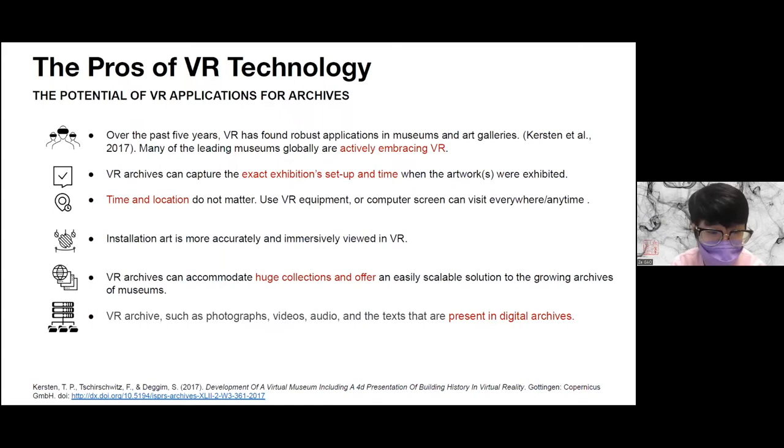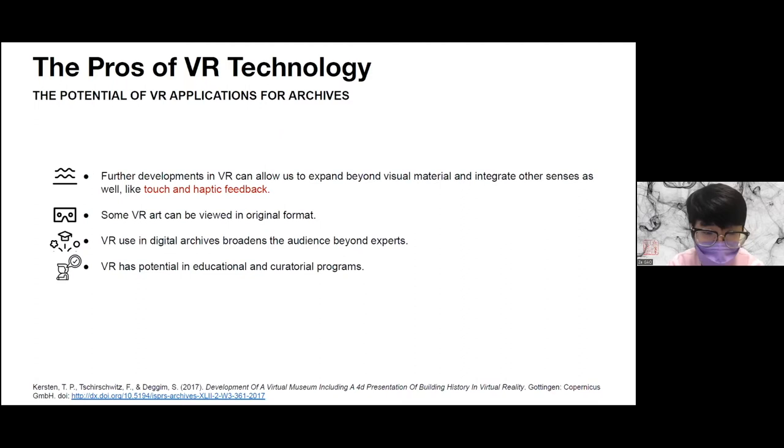VR archiving can also contain really huge collections for big museums such as MoMA, the Whitney, or the Guggenheim. We can easily see on their websites that they have really huge museum collections, but not every piece of really good artwork can be shown in the online archive.